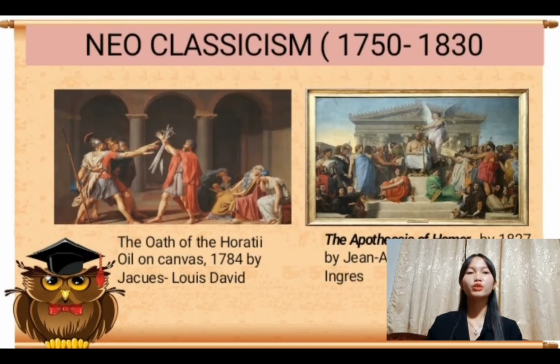So, the examples of Neoclassicism. The first is the Oath of the Horatii, oil on canvas, 1784 by Jacques-Louis David. The Oath of the Horatii is a large painting by the French artist Jacques-Louis David, painted in 1784 and now on display in Paris.